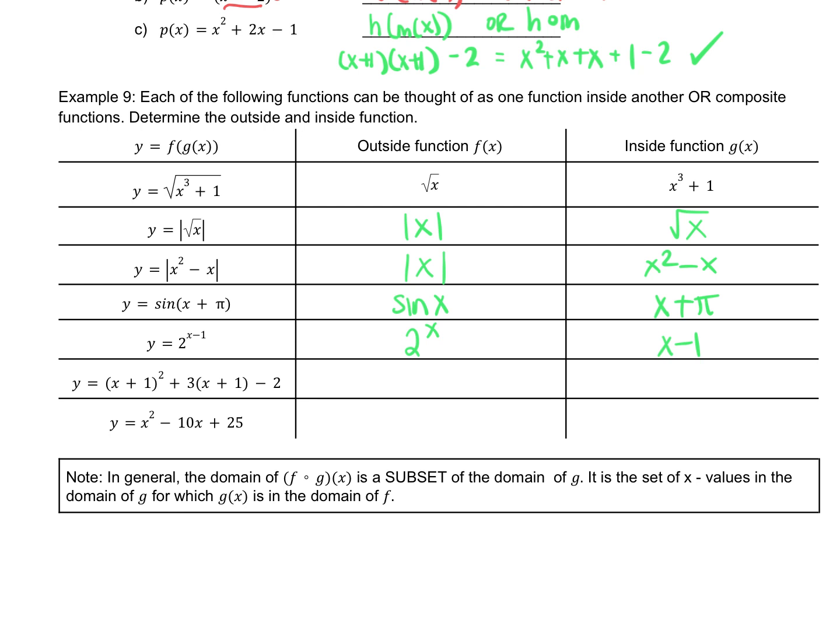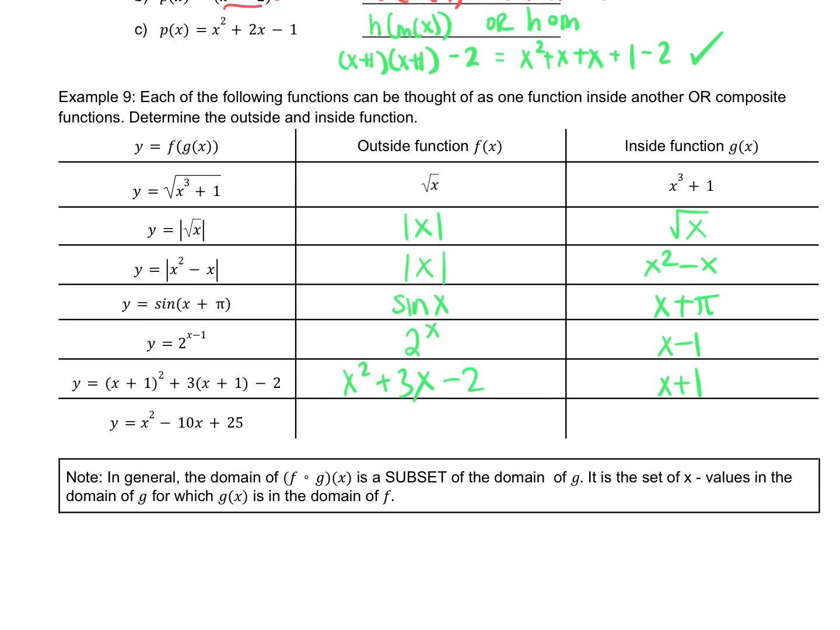Next, we have x plus 1 squared plus 3 times x plus 1 minus 2. Well, it looks like x plus 1 is the inside function that's going into something. So first we have x plus 1 squared. So that must have been x squared. Then we have 3 times x plus 1. So that must have been 3 times x. And then minus 2. So that way these x's in the outside function are just being replaced with x plus 1, all squared.